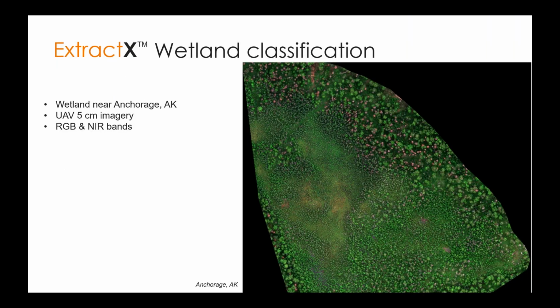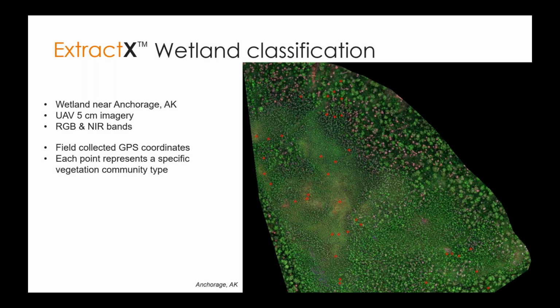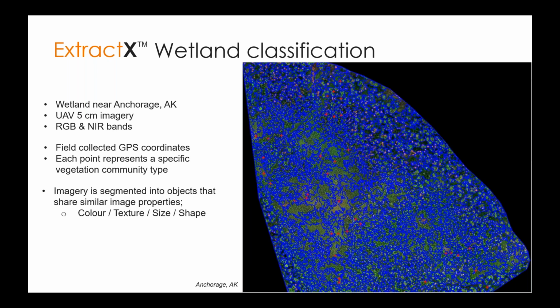So here's a typical scenario. Here we were up in Anchorage, Alaska. Our client wanted to map out the vegetation communities within a wetland. So we had some beautiful unmanned aerial vehicle imagery at 5-centimeter resolution. We had the RGB and the near infrared channels. And what we did was send out field crews with GPSs. They went out into the wetland and they were actually taking GPS points for each vegetation community type.